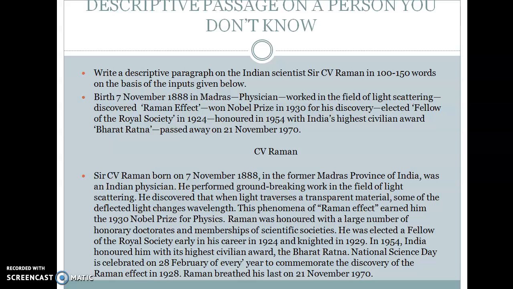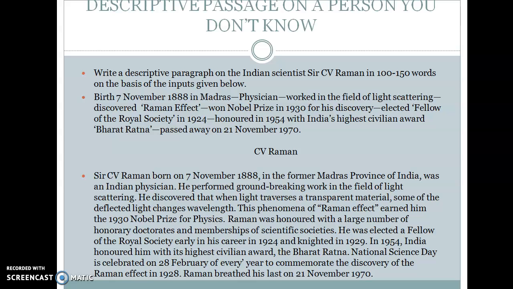Now moving on to descriptive passage on a person you don't know. Write a descriptive paragraph on the Indian scientist Sir C.V. Raman in 100 to 150 words on the basis of inputs given below. Now usually when you would be asked to write a descriptive paragraph on a person you don't know, you will be given inputs or hints, which you will have to incorporate in your passage. So my topic is C.V. Raman.